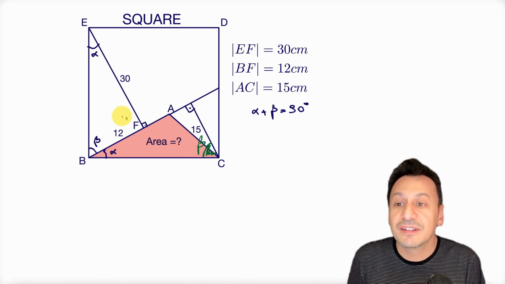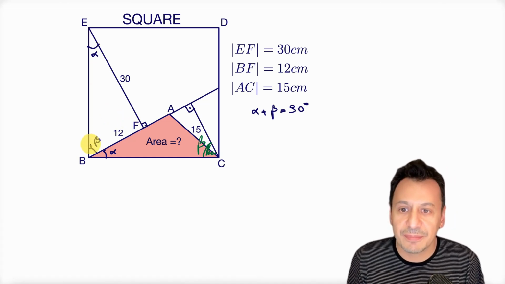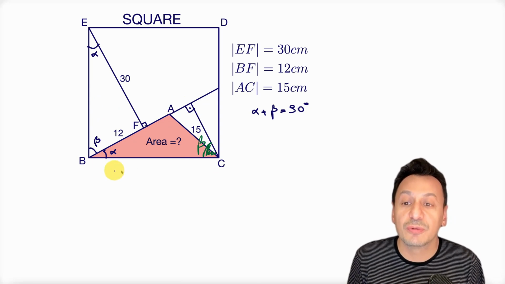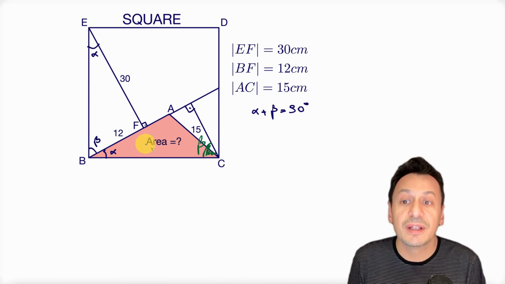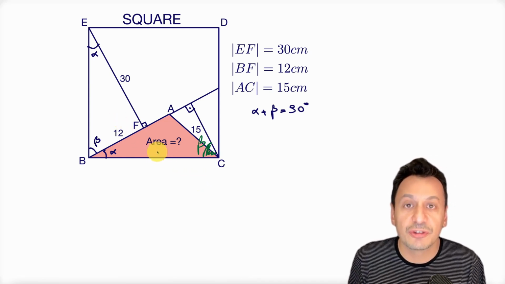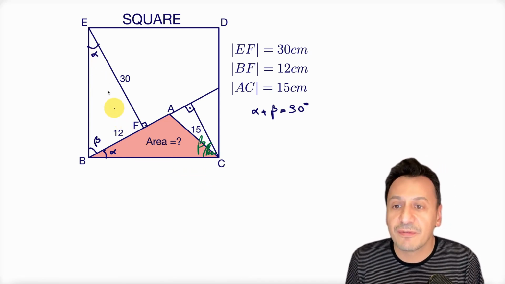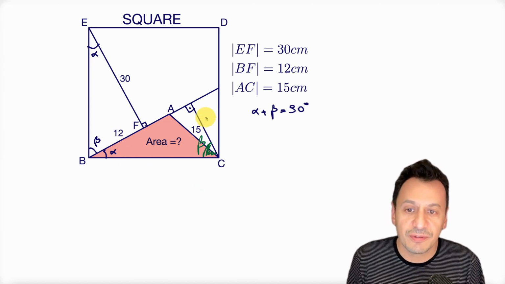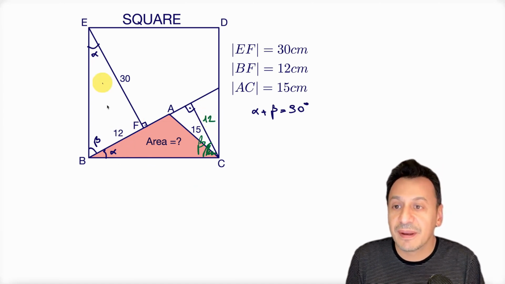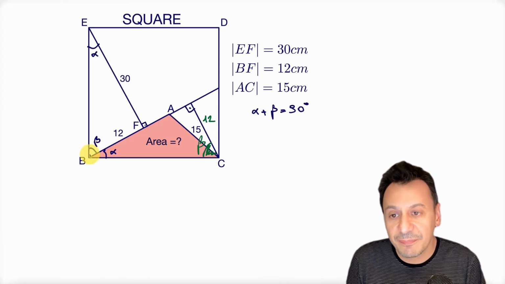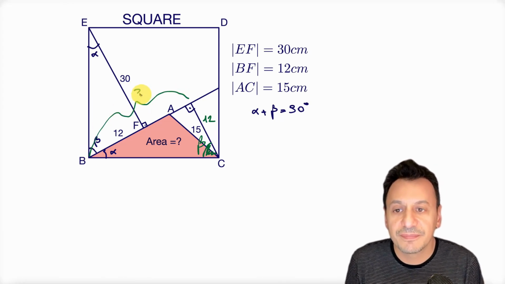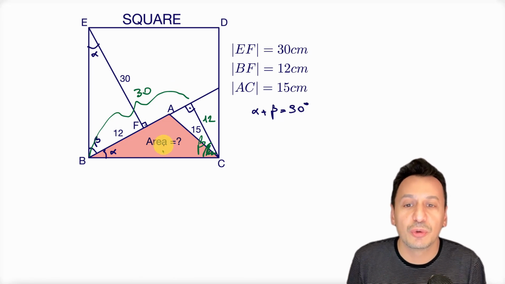In fact, since the hypotenuse here, that is the segment EB, and the hypotenuse of the triangle I constructed, that is the segment BC, are of equal length, these are congruent triangles. This means that if alpha here faces 12, then alpha will also face 12 here. If beta faces 30 here, then beta will also face 30 here. Let's show that as well. Now we can solve our question.